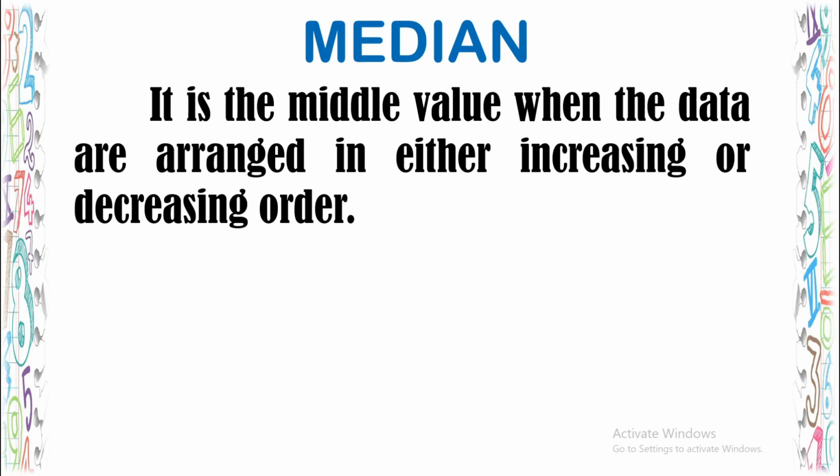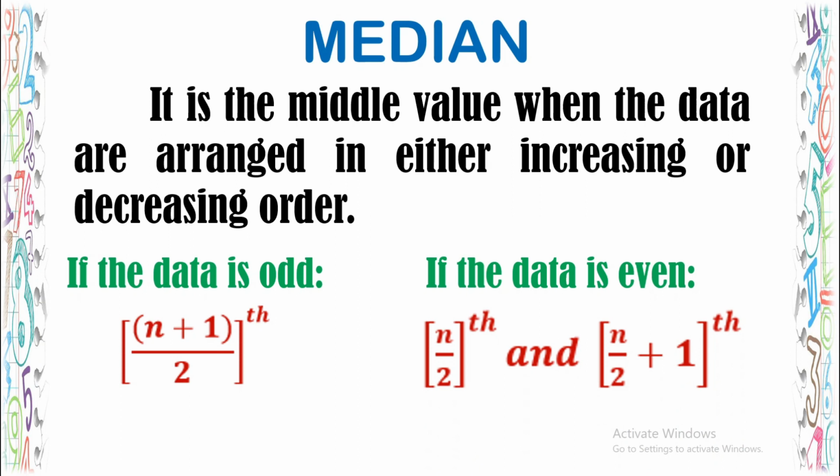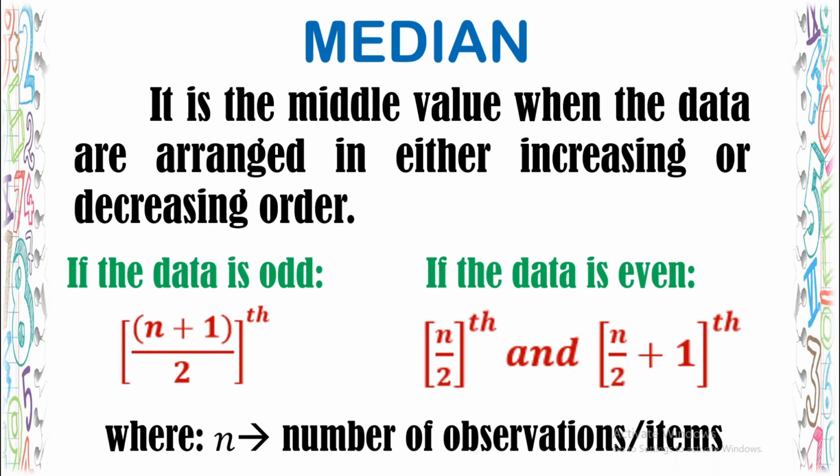Those are based on the given number of observations. If the number of observations is odd, and if the given data is even. If the data is odd, it's the observation on the place of (n + 1)/2. But if the data is even, it's between the observations on n/2 and n/2 + 1, where n is the number of observations or items.